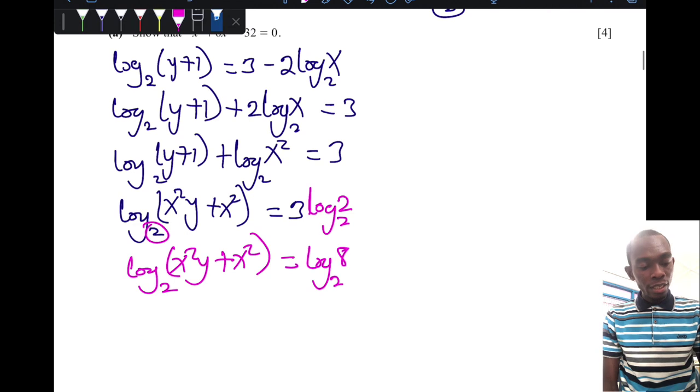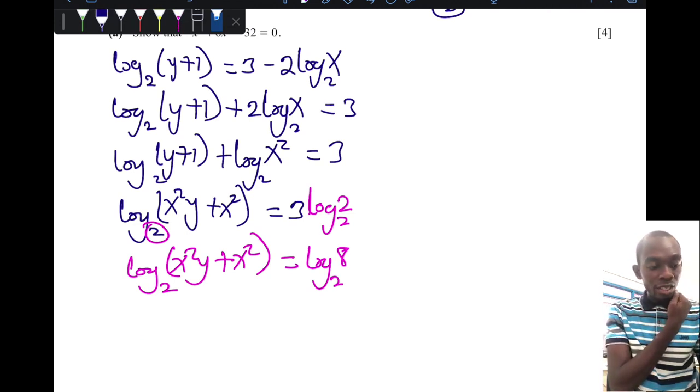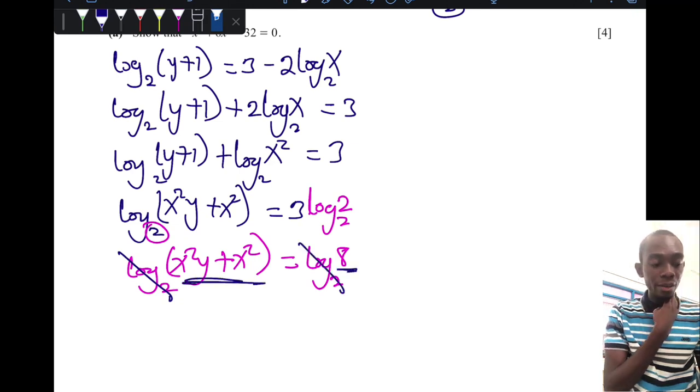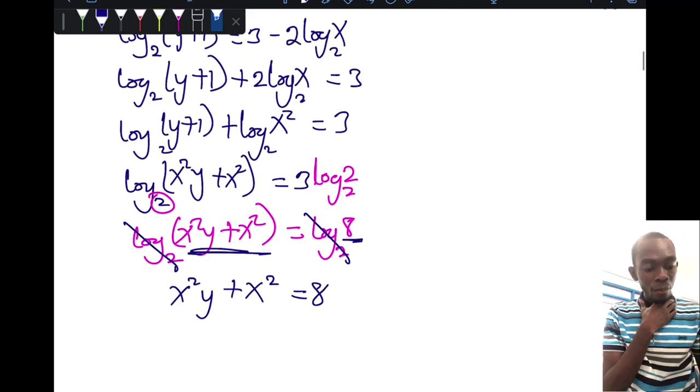All right, then the next thing that I'm going to do is that I'm saying that if this log and that log are the same, then this and that will also be the same. So I can now go and write x squared y plus x squared is equal to 8. All right. Okay, so you can leave this and call this maybe equation 1.